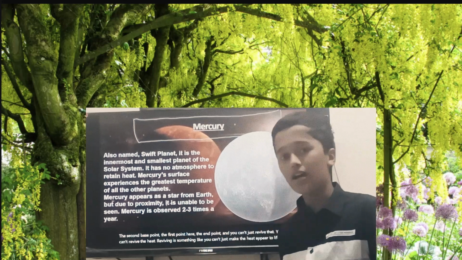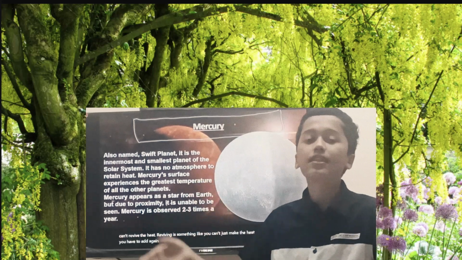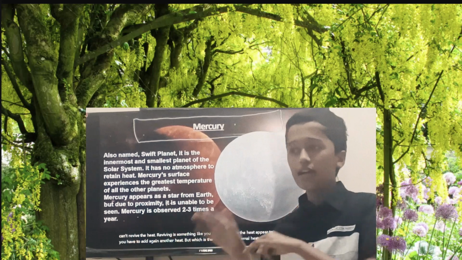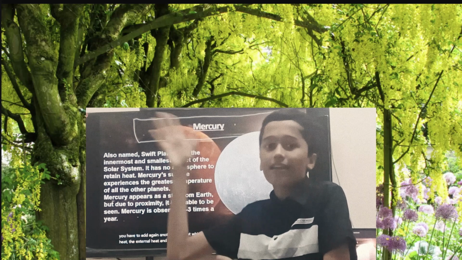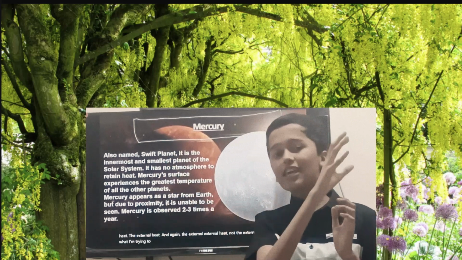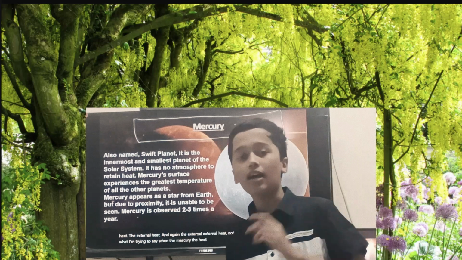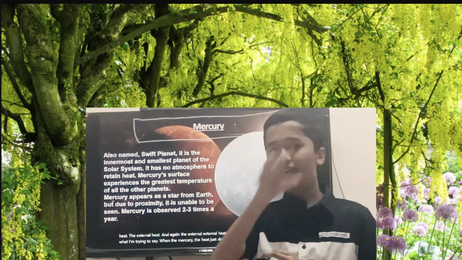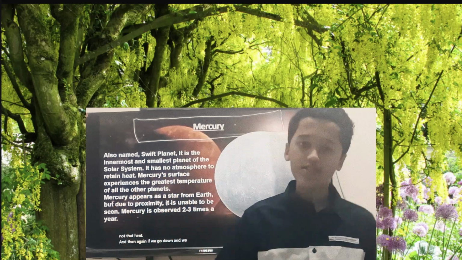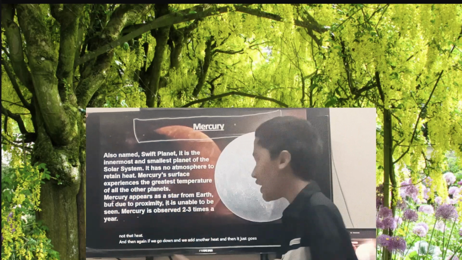You have to add another heat, an external heat, not the internal heat. So that's what I'm trying to say. When the heat on Mercury drops down, we add another heat, but not that heat. And then again it will go down. And we add another heat, and then it just goes down. That's how the heat structure goes.